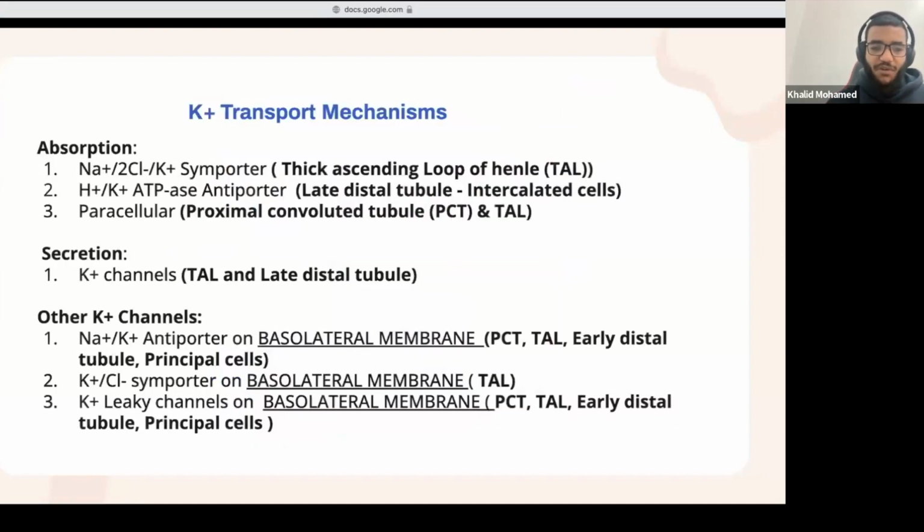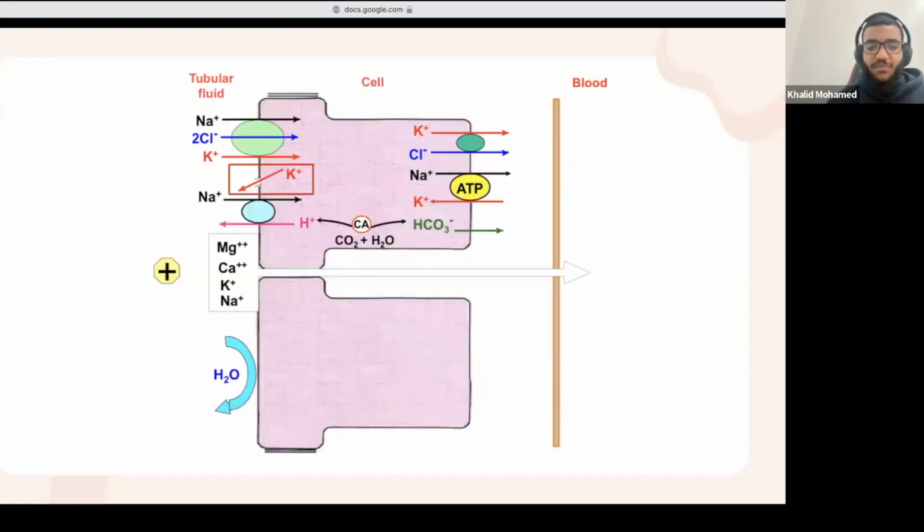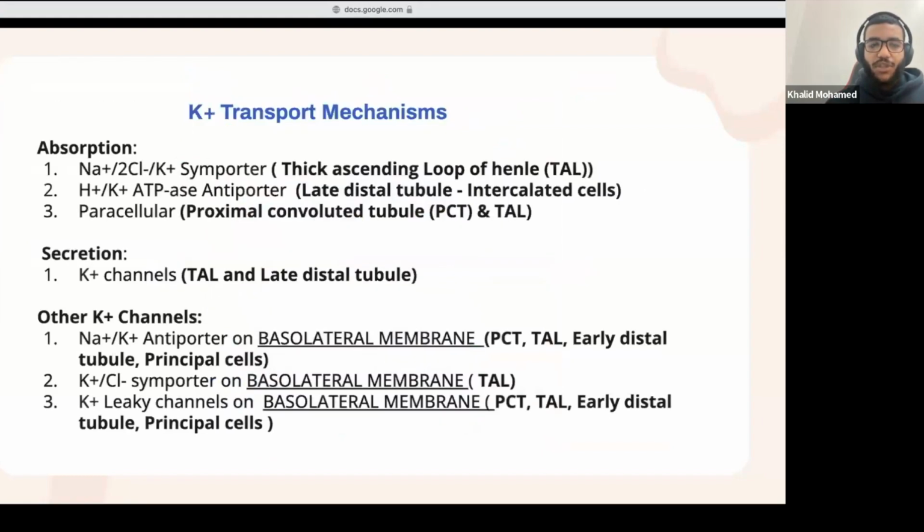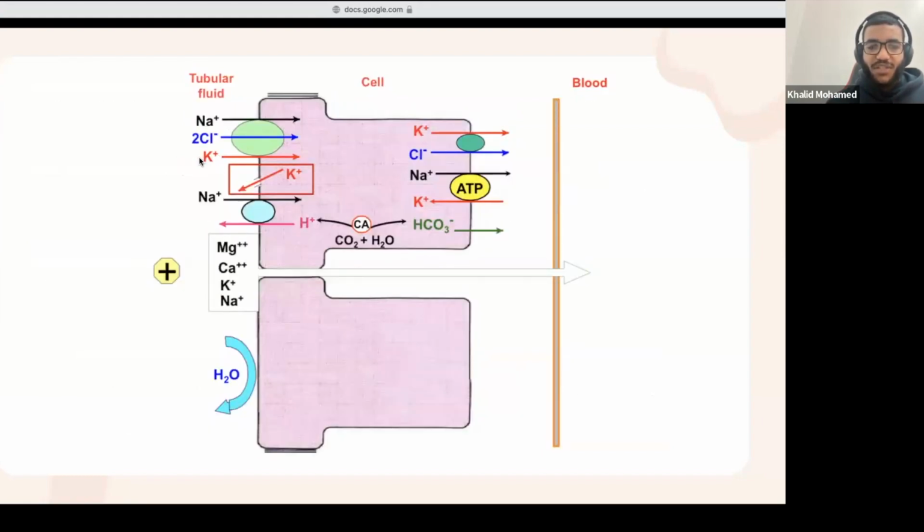It's present mostly everywhere. Then we have the potassium Cl minus importer on the basolateral membrane, only in the thick ascending loop. This is only present in the thick ascending loop of Henle, not anywhere else, because this is one of the few places where we absorb potassium. So we need to absorb it all the way, so we need the channel on the basolateral membrane as well.